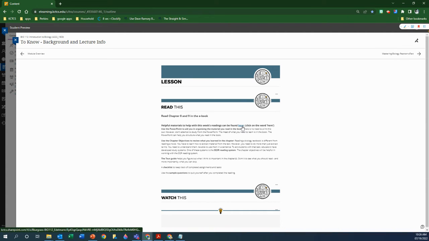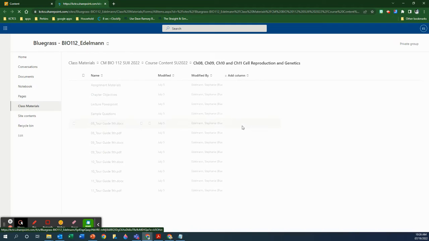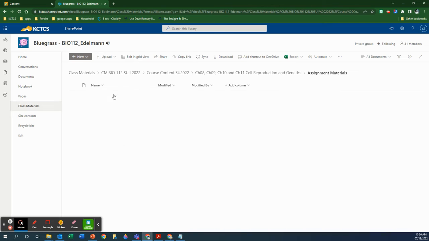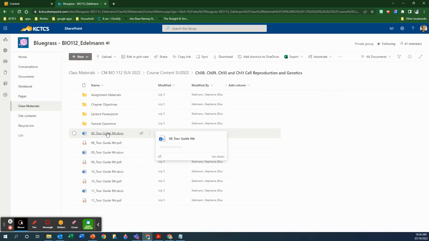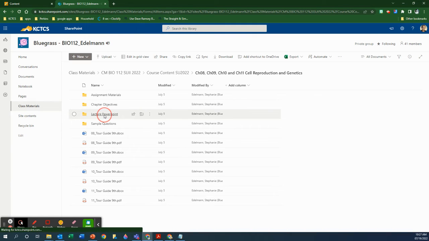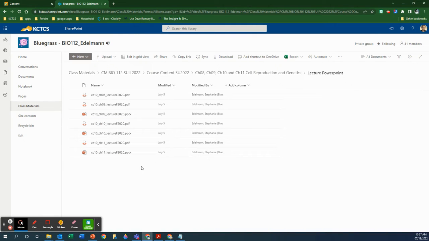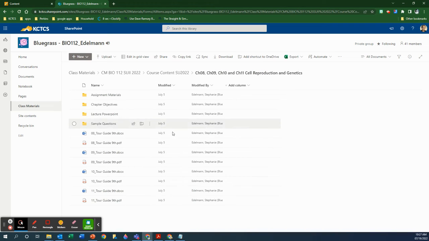As usual, you're going to find background materials here. Assignment materials are right here. You'll need those to do some of the assignments. Oops, sorry, I didn't mean to go all the way back there. The tour guides help you with what's important, what's not. Sample questions for preparation for the final. Lecture PowerPoints to help you just kind of organize the material, and chapter objectives to give you an idea of what you're supposed to be getting out of this.